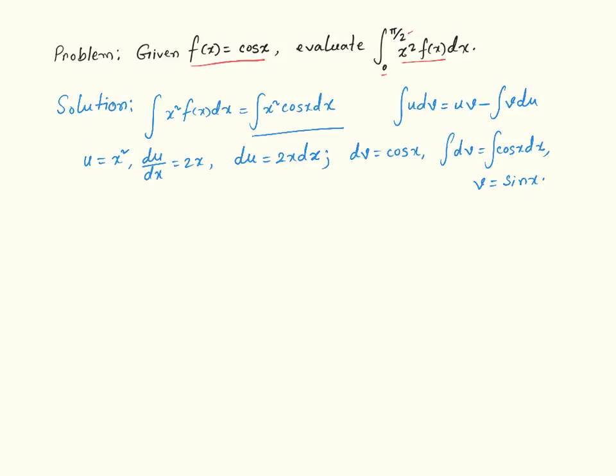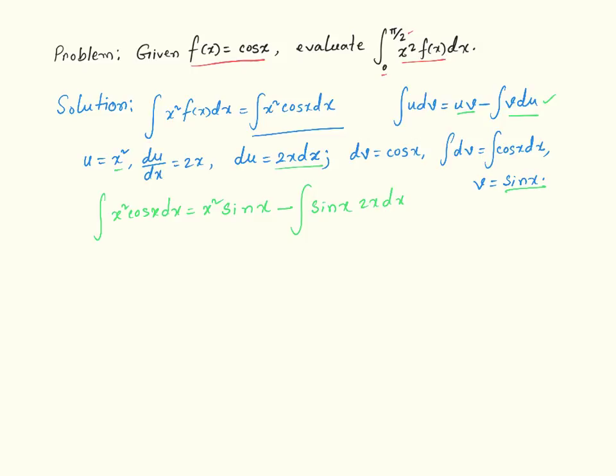Now I am going to apply integration by parts, which is this one. So that's going to give me the following: integral x square cosine of x dx is going to be uv minus integral v du. Remember, u is x square, my v is sine of x, so it's going to be x square sine of x minus integral v du. Now v is sine of x, and du, keep in mind, we found it to be 2x dx, so it's going to be 2x dx.